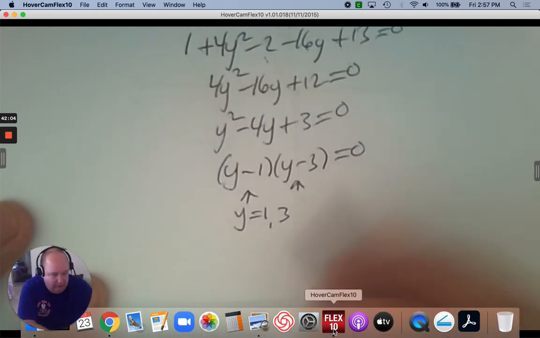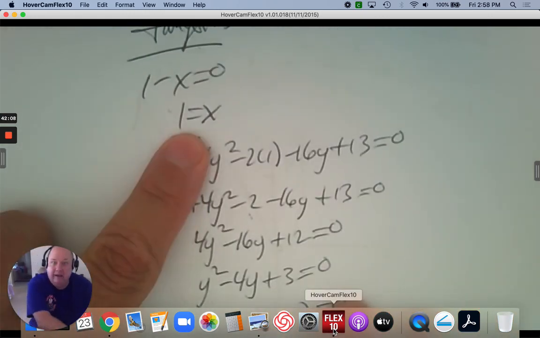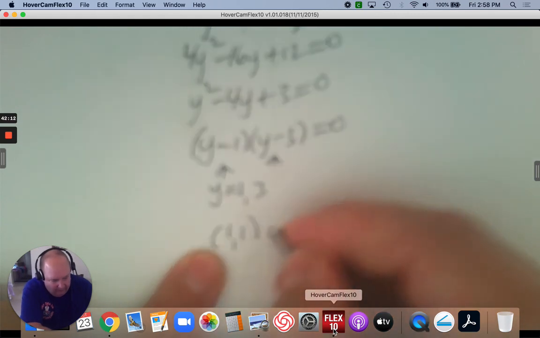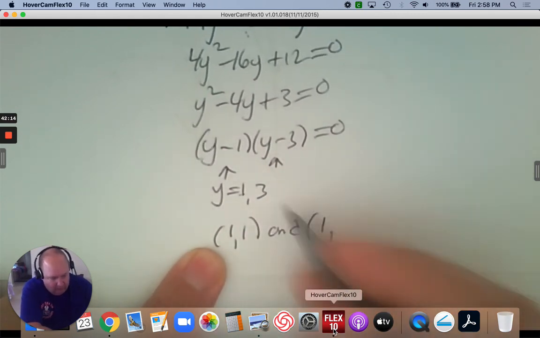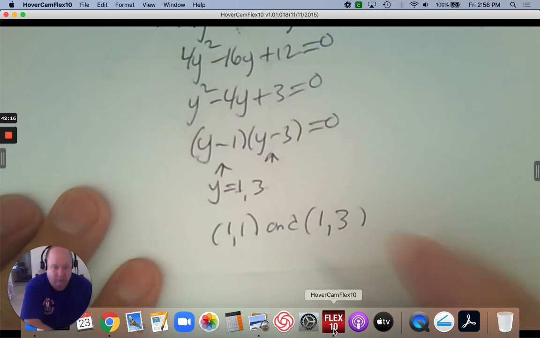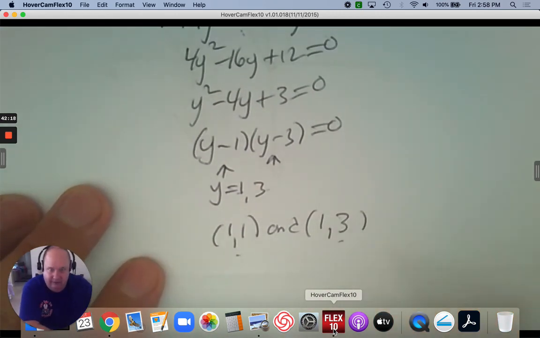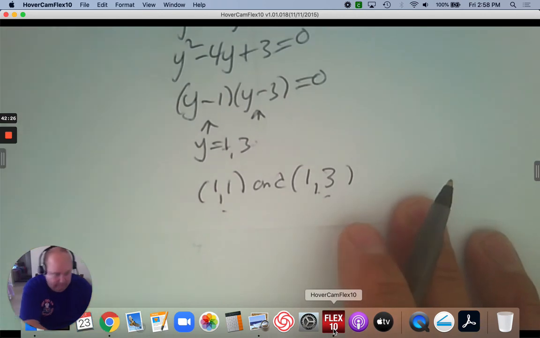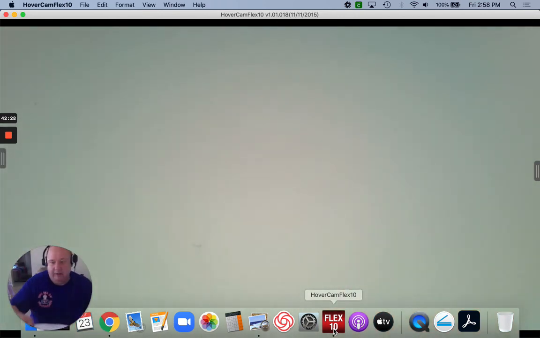So for number 15, the points were, remember x was 1. So the x coordinate is 1 and the y coordinate is 1, or x coordinate is 1 and the y is 3. So there are 2 points that give you a horizontal tangent. That means they're turning points at 1 and at 3 for the y. X is 1. Okay. Now, what do I do for number 16?